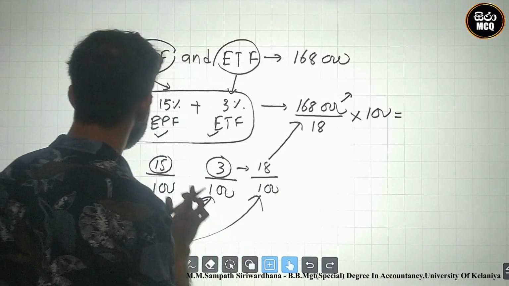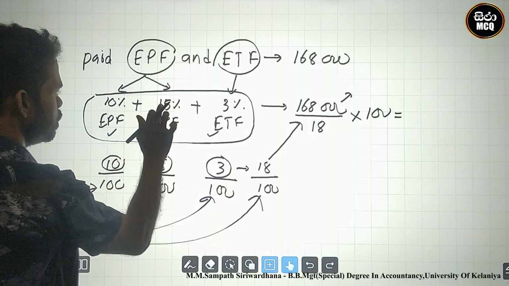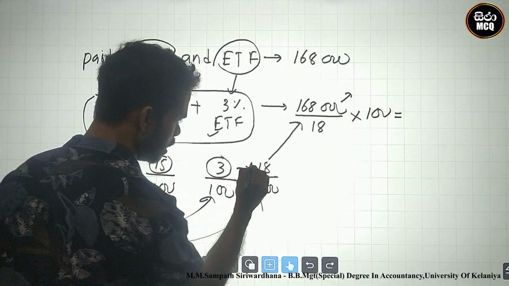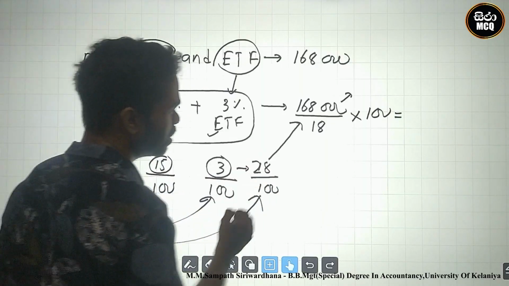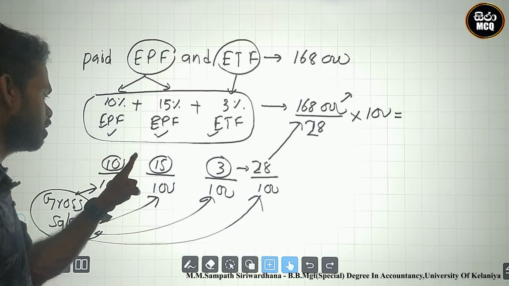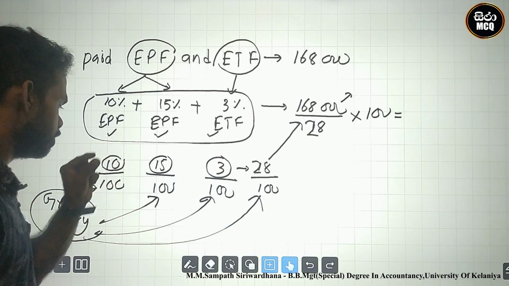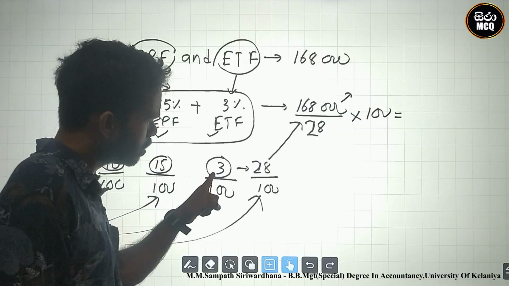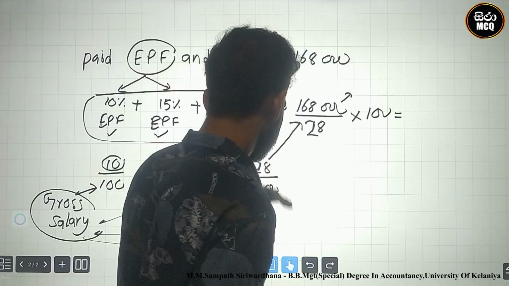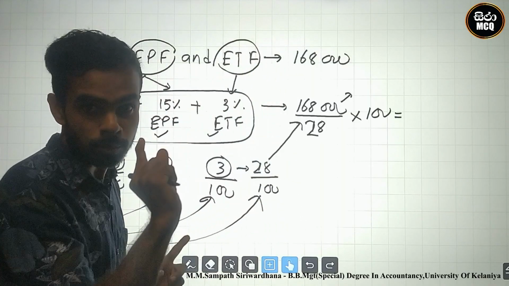This accumulating is wrong. Why? 10%, 15% and 3%. 10, 15, 25. There is a 28, no? There is a 28. Okay. Why? 10 plus 15 is 25. 25 plus 3 is 28. You must divide by 28. The 28 is the total paid.